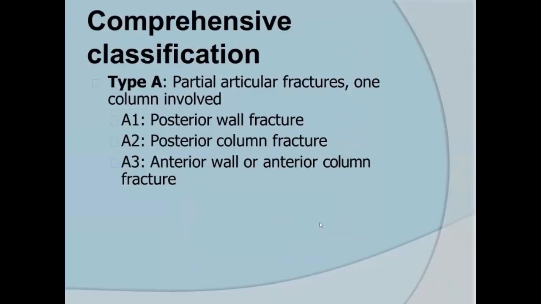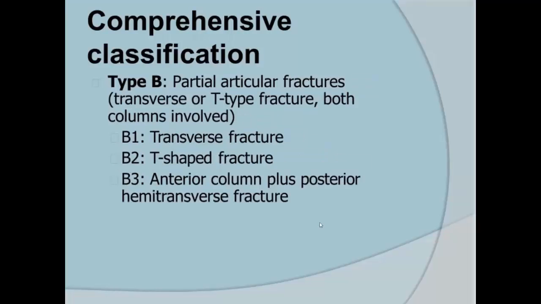Then there is also a description given by the OTA. Although it's good for research purposes, the standard used now is Judet and Letournel, so I've just mentioned them. You can just go through. Type A is typically a partial articular fracture where one column is involved. The posterior wall fracture is A1, posterior column fracture A2, anterior wall or column is A3. Again, type B is partial articular fractures, transverse and T-type, involving both columns. B1 is transverse, B2 is T-shape, and B3 is anterior column plus posterior hemitransverse.